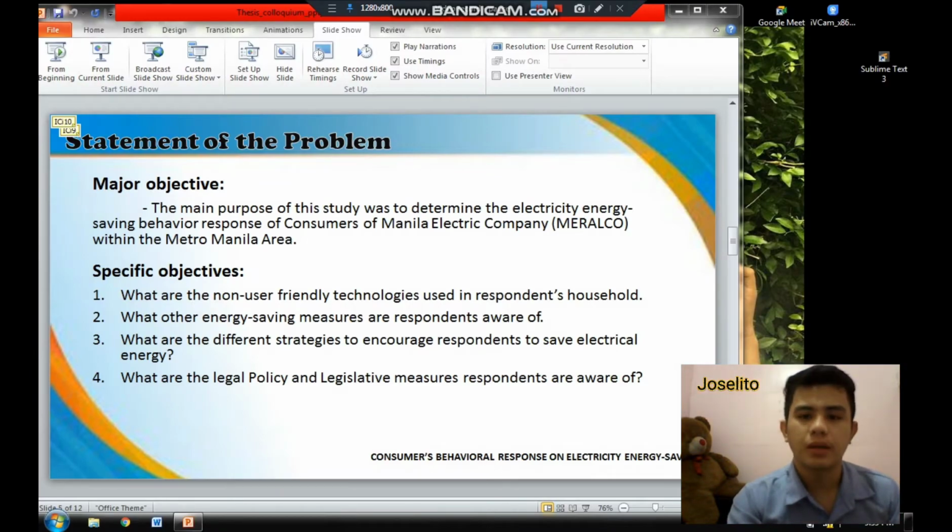Statement of the problem. The main purpose of this study was to determine the electricity energy saving behavior response of the respective participants from consumers of Manila Electric Company or Meralco within the Metro Manila area. Major objectives. The main objectives of our study are to uncover what are the strategies, concerns, and measurements of Meralco consumers on electricity energy saving and other different factors affecting the behavioral aspect toward electricity energy saving. The study specifically sought to answer the following questions.